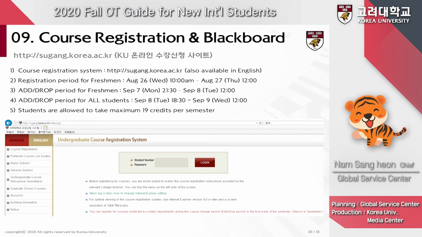Now on to course registration and Blackboard. Instructions on using Blackboard are organized in a file by KUGSC, the student organization formed to help out international freshmen, and it will be sent to you via email. And the course registration period for newly admitted students of 2024 semester is from August 26th to 27th.